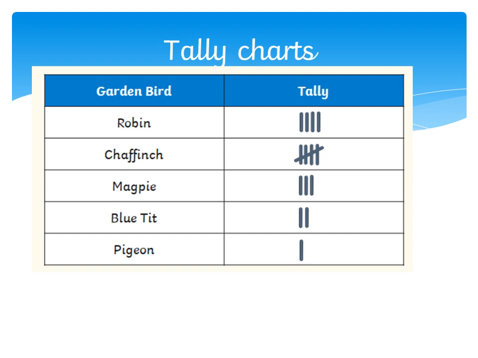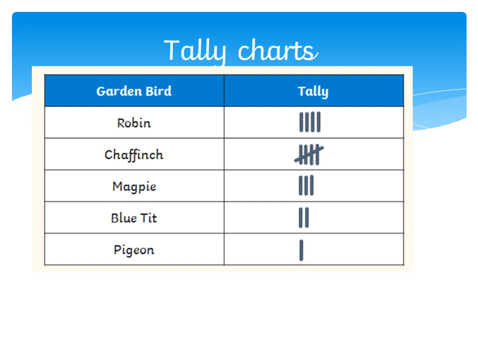So this first chart that we're looking at is a tally chart. This is a tally chart that somebody has made for the number of birds that they have seen in their garden. If we first look at the columns, there's a column of garden birds, and each type of bird is written down in the column: robin, chaffinch, magpie, blue tit, and pigeon.